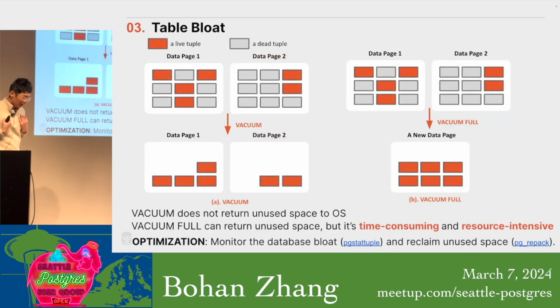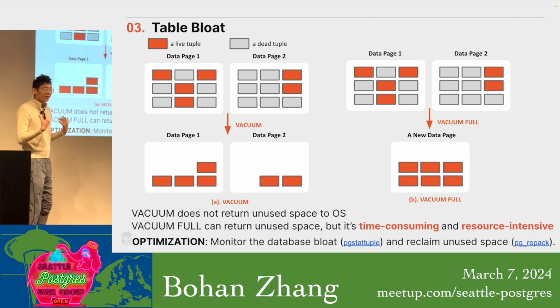To solve this issue, Postgres has autovacuum. We can also run a vacuum manually by ourselves. But the thing is that vacuum only removes the dead tuples, but it does not reclaim the storage or return unused space to the operating system. So in this example, you can see we have 2 data pages, and we remove the dead tuples in the data pages, but we still have 2 data pages. It cannot return unused space to the operating system.